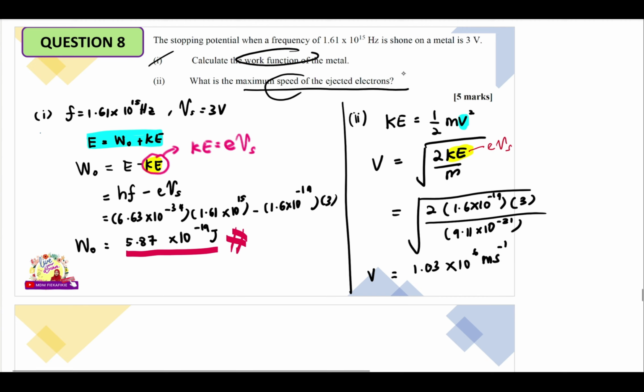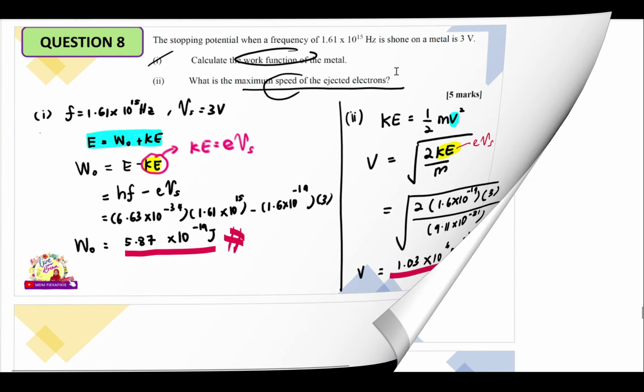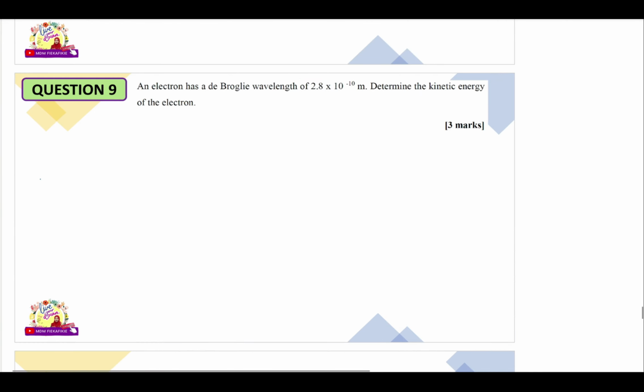Pastikan unit jangan tidak tulislah. Jangan salah unit. Nanti hilang markah akhir. Okay, so we finish question number 8. So let's proceed to question number 9. Okay guys, question number 9, 3 marks. This is from chapter 10.